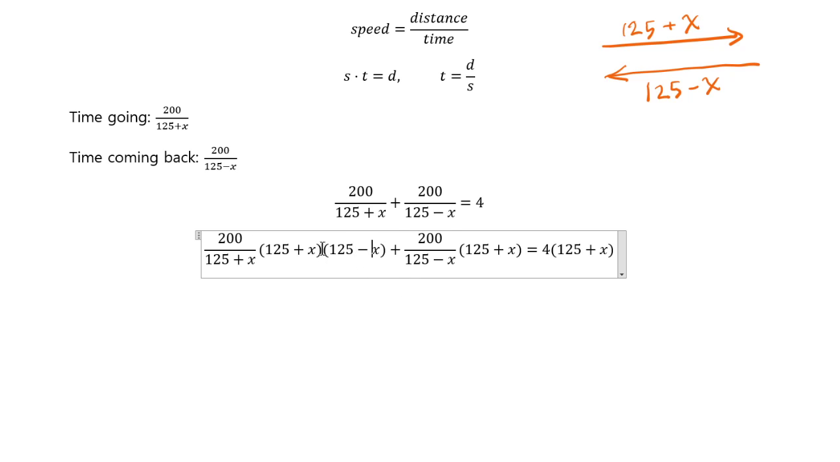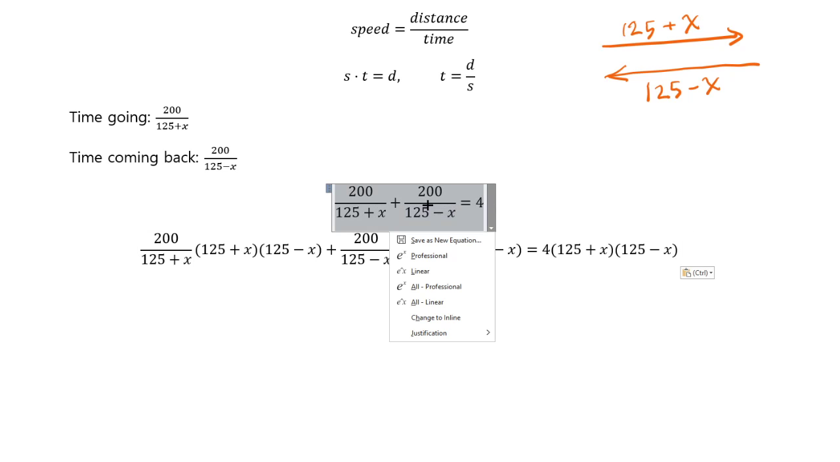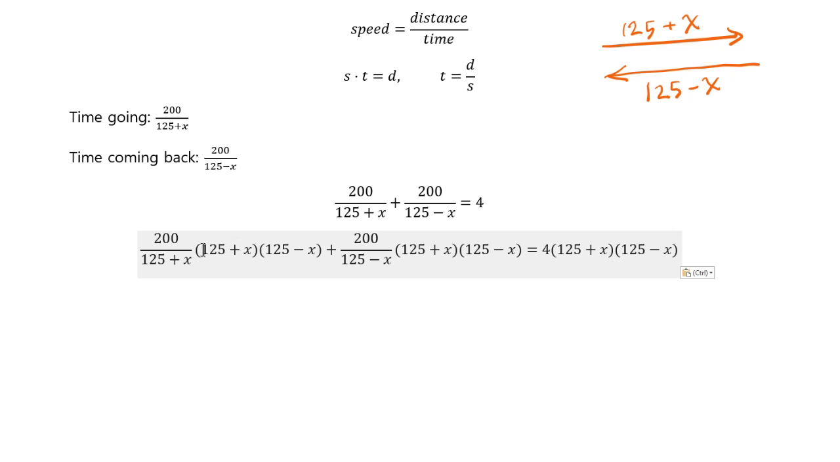Okay. Now, furthermore, I want to multiply by 125 minus x, because if I do that, then this denominator will go away. So that's what I'm going to multiply to every term. So you see what I'm doing. I'm multiplying this thing to every term, 1, 2, 3, all these three terms are multiplied by 125 plus x times 125 minus x. And the result is that you have 125 plus x canceled with this one. 125 minus x will be canceled with this one.